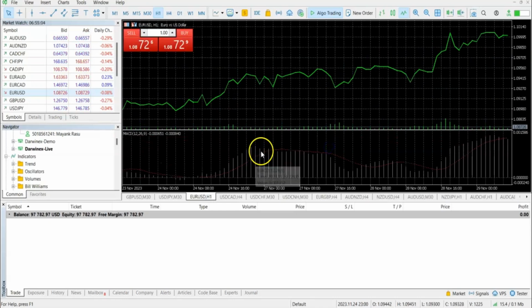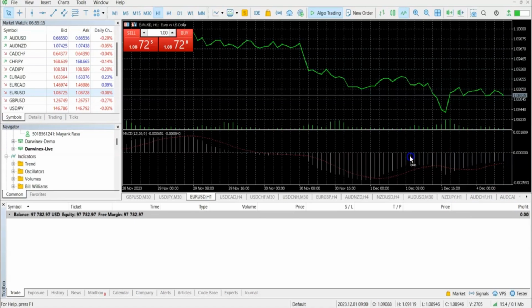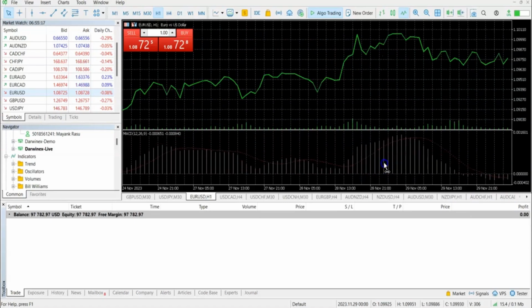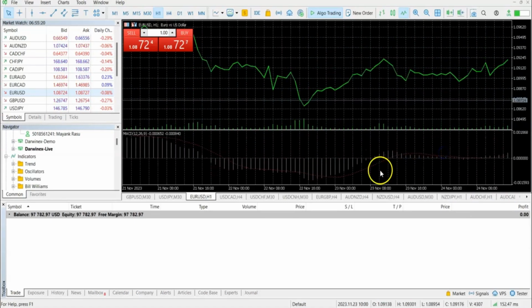So these bars that you see, these are the MACD values. And this red line that you see, that is the signal. All right. So we've got both MACD and the signal. Okay. So this might help me come up with some kind of a signal that tells me when the price is going to go up or down.